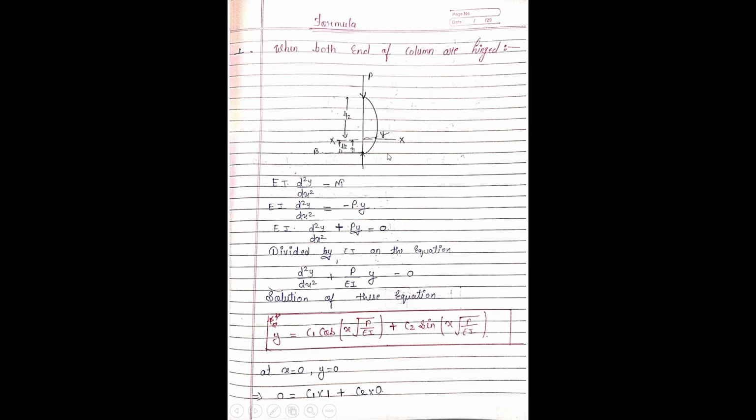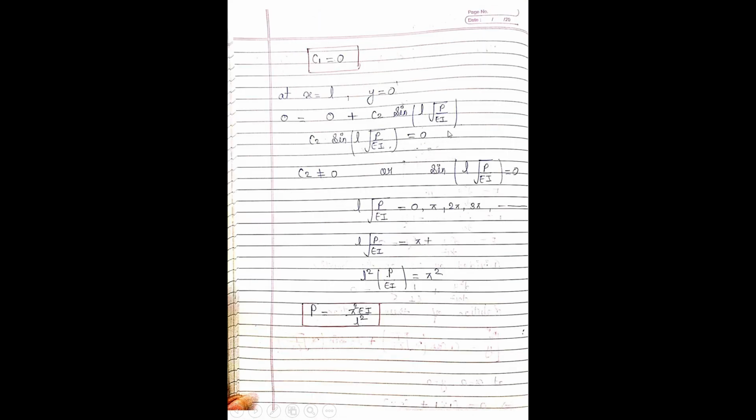Okay. Now we apply the end conditions. At x equal to 0, means at this point, the deflection is 0, means y equal to 0. So if we put in this equation x equal to 0 and y equal to 0, then we get c1 equal to 0. Now at x equal to L, means at the other end, y is also 0. So if we put x equal to L and y equal to 0 in that equation, then we get c2 sin L root P upon EI equal to 0.